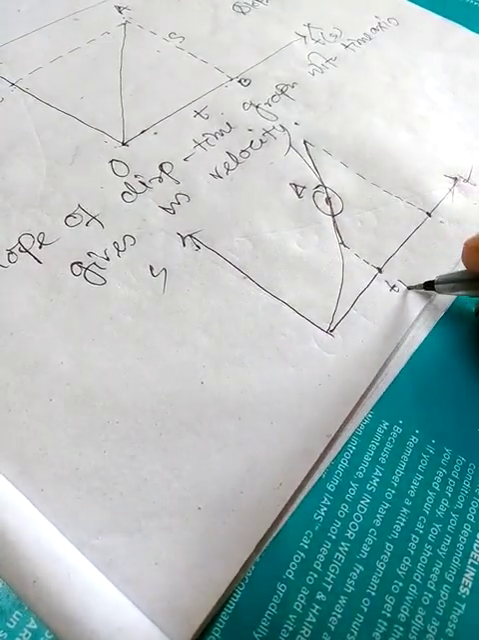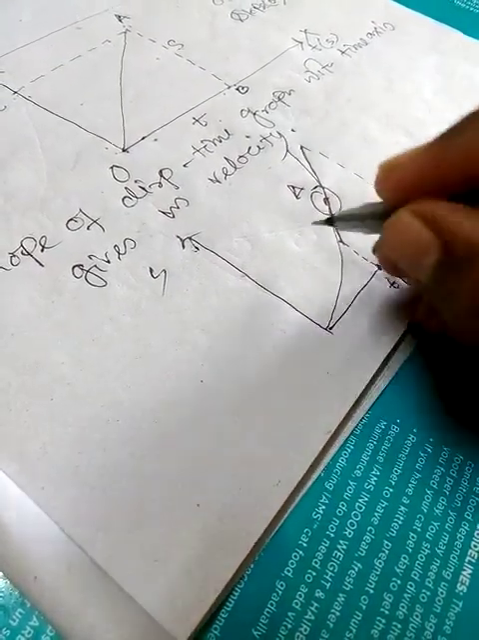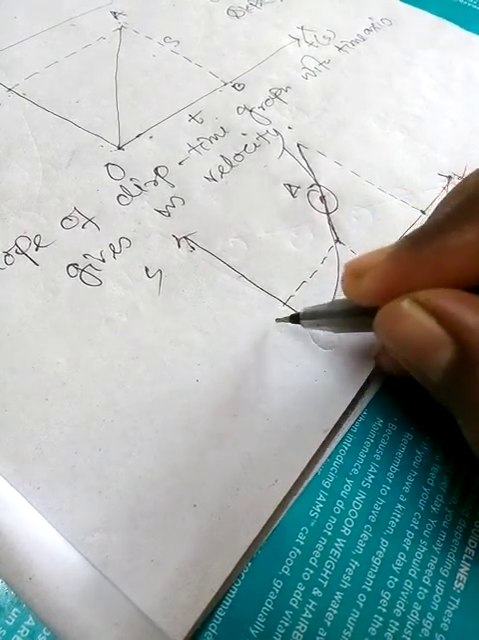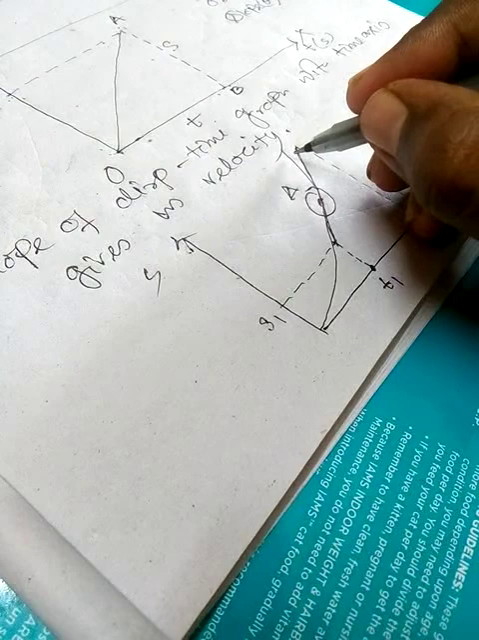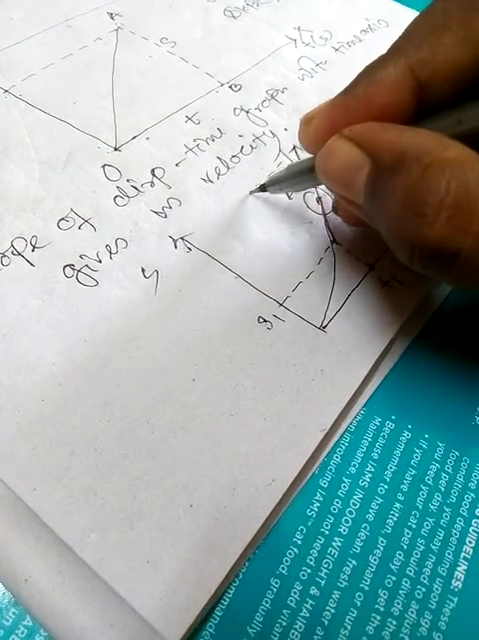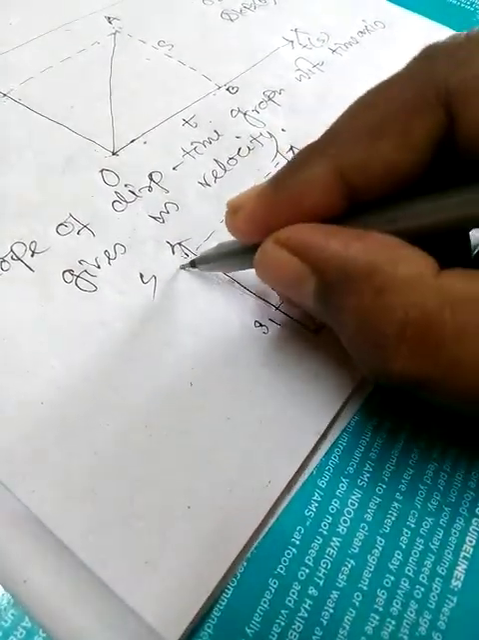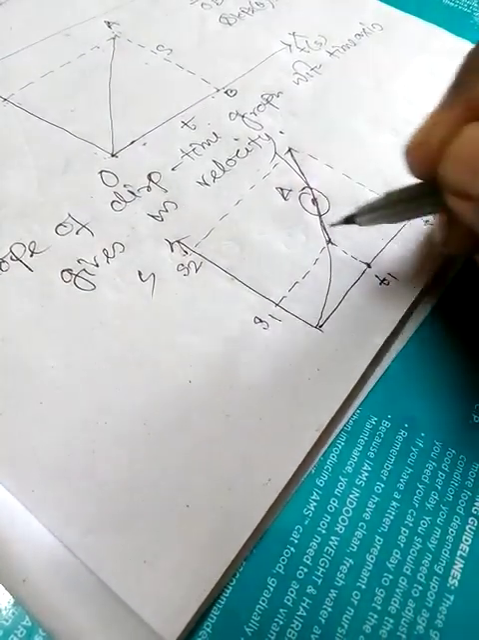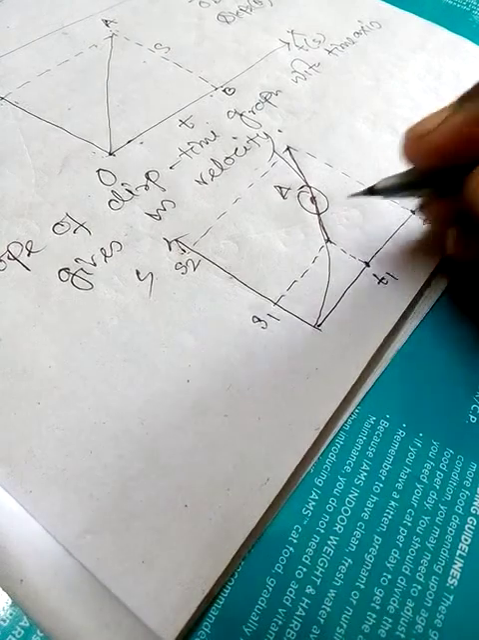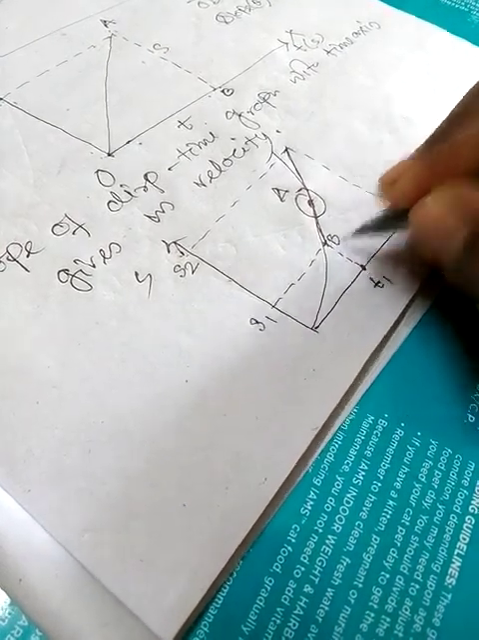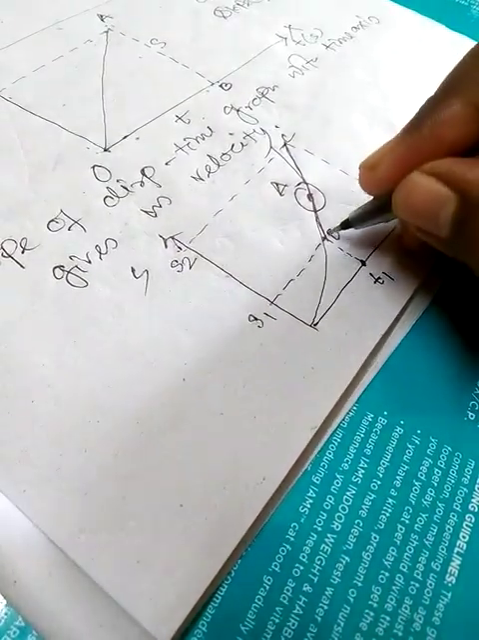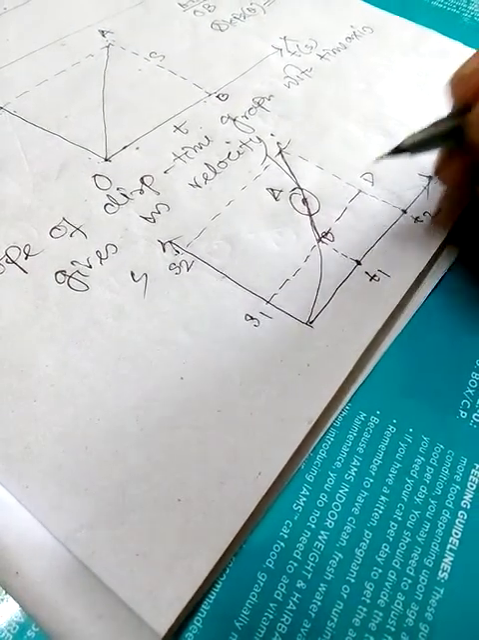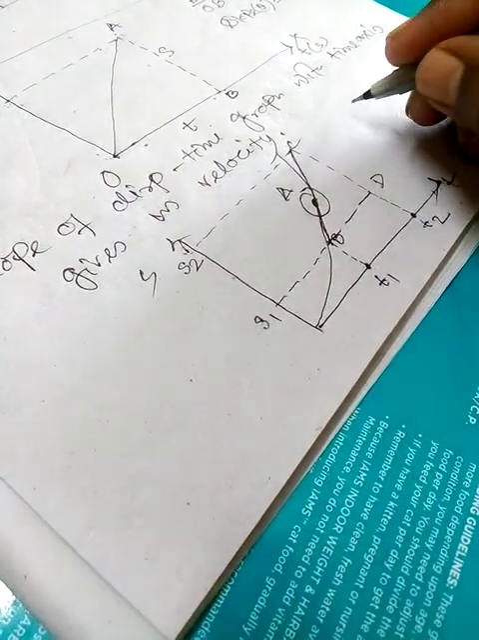Assume it is T1, it is T2. From here we will draw another perpendicular. Assume it is S1, and from here we draw another perpendicular. Assume it is S2. So this is the displacement change at point A as the time changes. Give names here: it is B, it is C, and draw a perpendicular here. It is D. So from here we can find out theta.